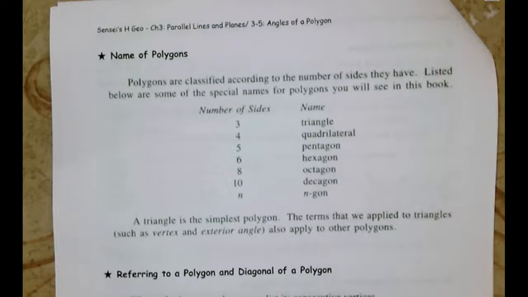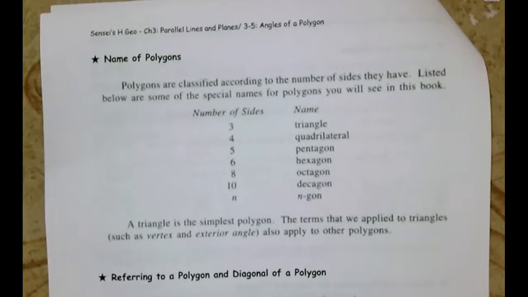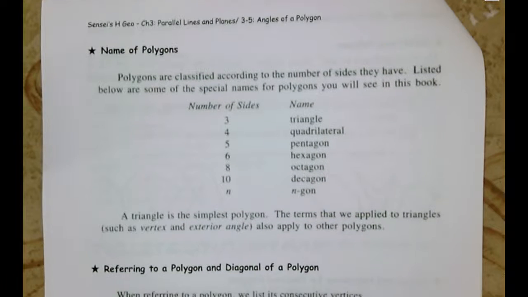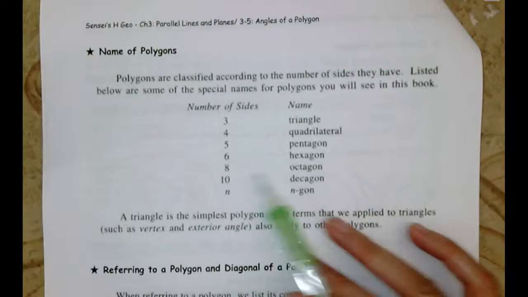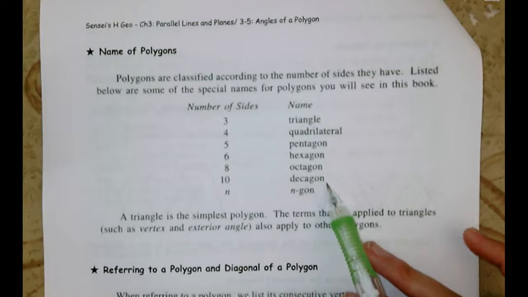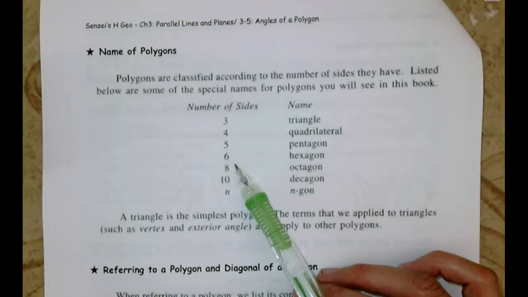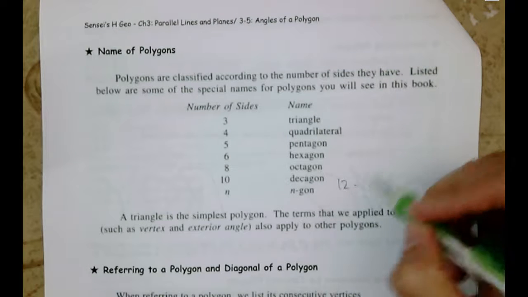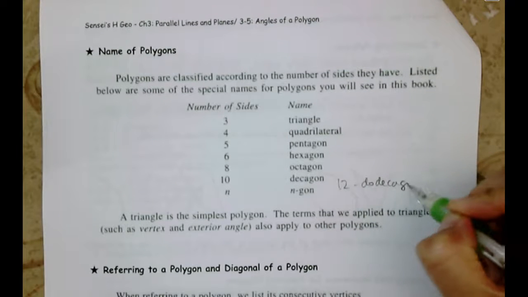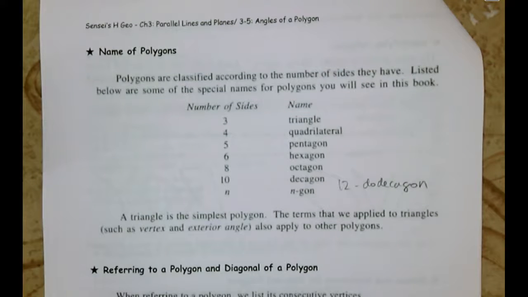Here are the names of the polygons. Polygons are classified according to the number of sides they have. Listed below are some of the special names of the polygons you will see in this book. So 3 is a triangle, 4 is a quadrilateral, 5 is a pentagon, 6 is a hexagon, 8 is an octagon, 10 is a decagon. The 7 they skipped, because we don't use 7 much. And then n is an n-gon. The 12 is called a dodecagon. That's pretty much all you need to know.